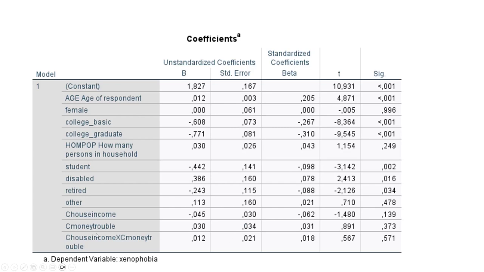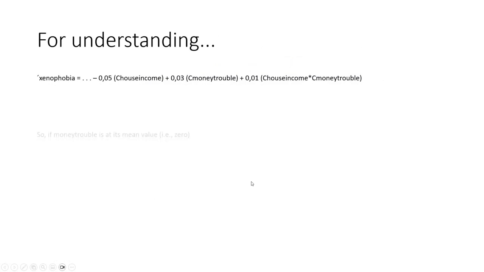In short, the interaction term was not significant. If it had been significant, with a positive coefficient here, we would have concluded that the effect of household income on xenophobia becomes ever more positive as money trouble is higher. But that did not turn out to be the case because the interaction effect was not significant. So that concludes this recording on interaction effects.